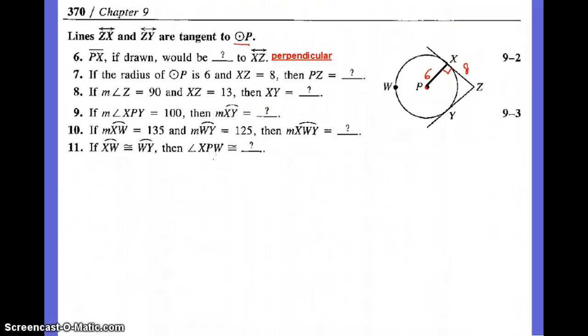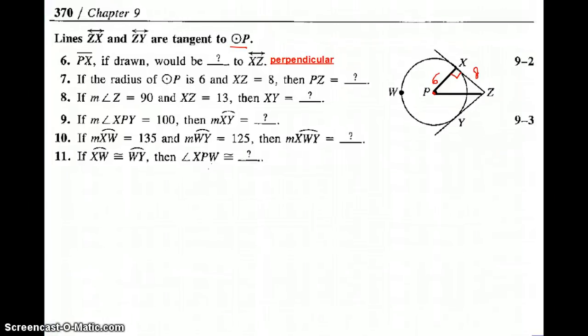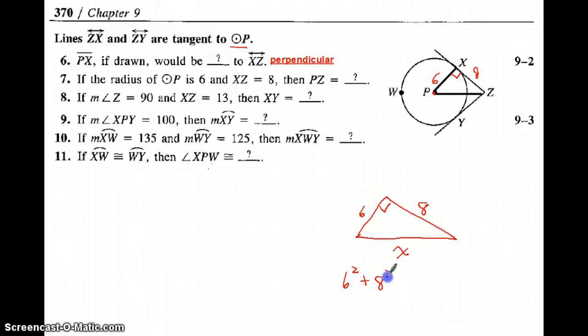Remember I said there are some sections we skipped that all had to do with segments inside circles. This one's actually not too bad. This one we could actually do. Because here, if you look at this real closely, we have a 6, 8 right triangle. Radius, tangent, hypotenuse here. If you did the Pythagorean theorem on that, you would find out very quickly that x should be 10. I am not going to do it. I'm going to make you trust me. It's not approximately equal to, it's exactly equal to 10. So PZ would be 10.